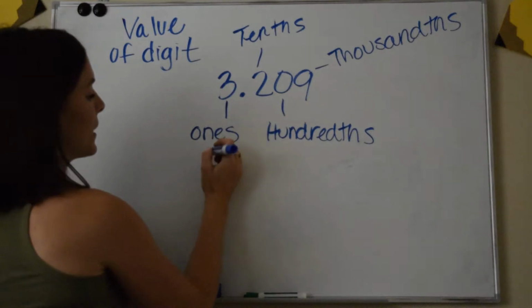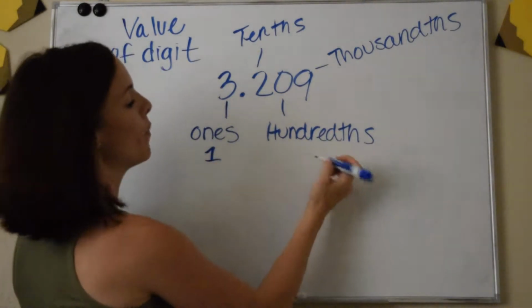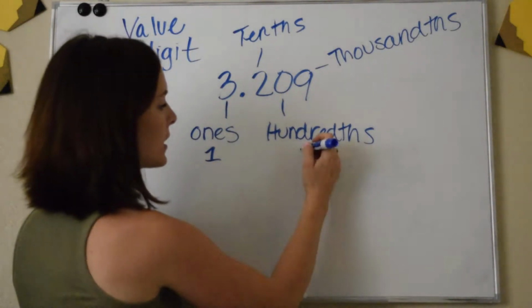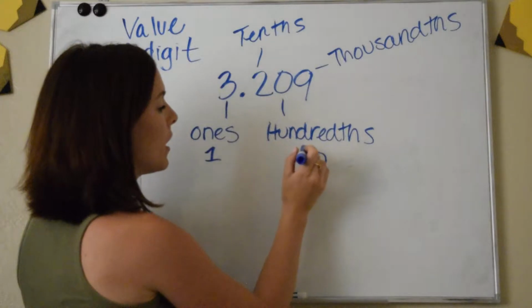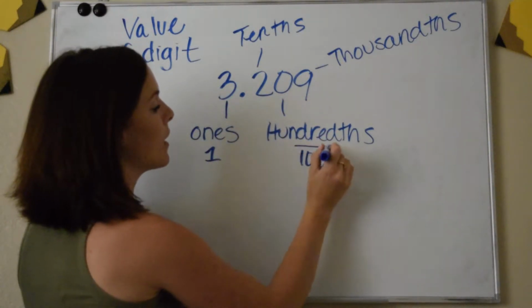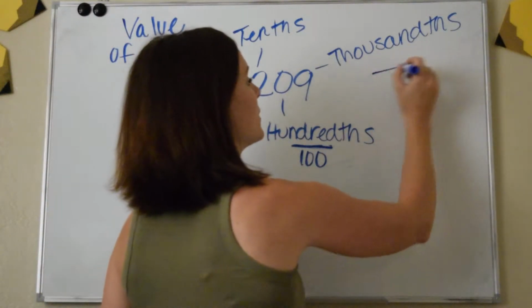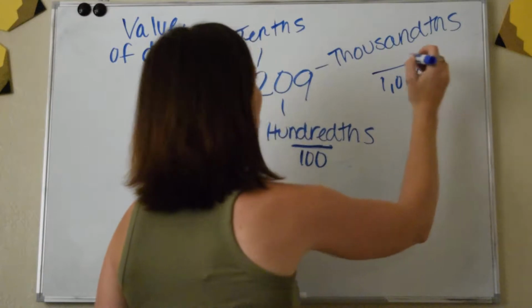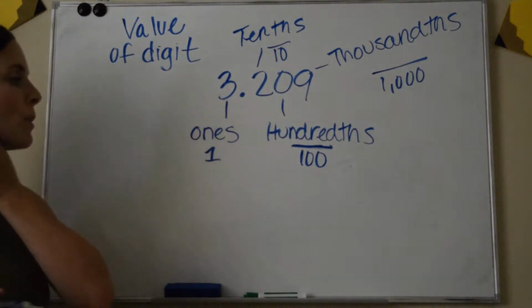Ones place, it's just one. Hundredths. When you think hundred, you think like this, right? But remember, when we're working with anything to the right of a decimal, we can represent it with the value as a fraction. I'll go over that in just a second. Thousandths would be over 1,000, and tenths would be anything over 10. So let me show you what that means.